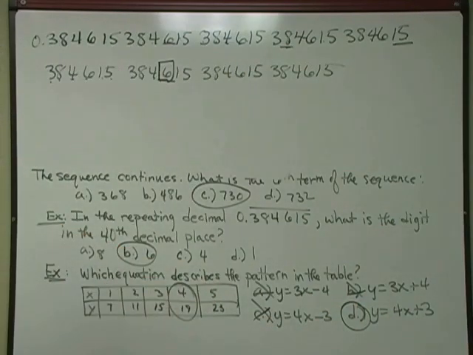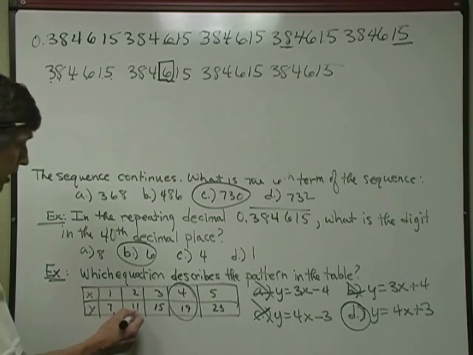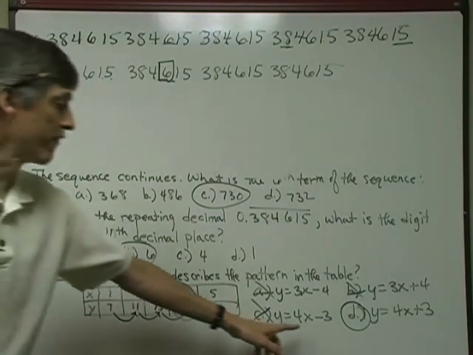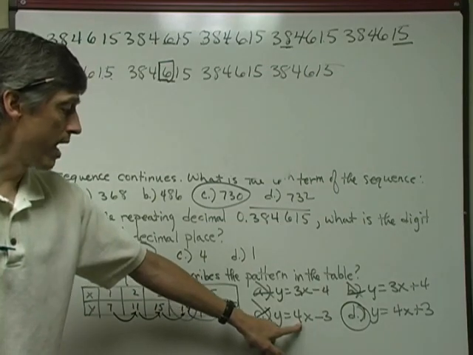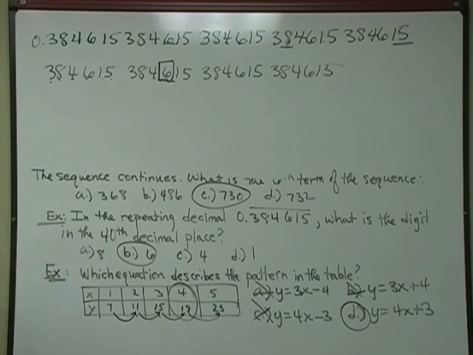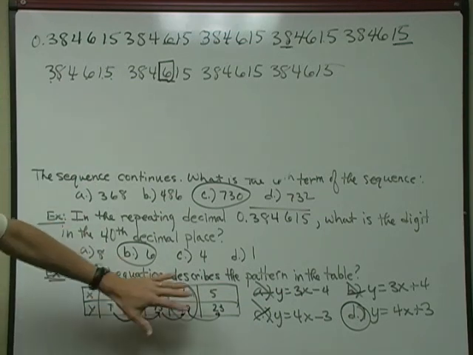Now, I knew it was going to be one of the bottom two because I could see that it was increasing by 4 each time. So that meant that I had to have a factor of 4, that my variable had to be multiplied by 4, and these were the only two that had that, but I was able to find it specifically by just taking one of the values somewhere in the middle.